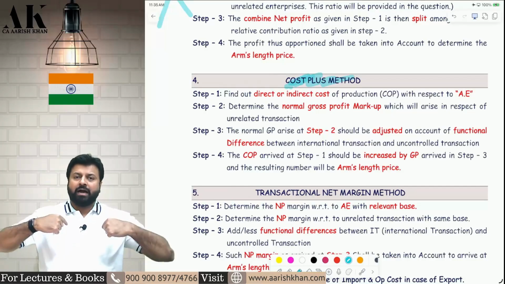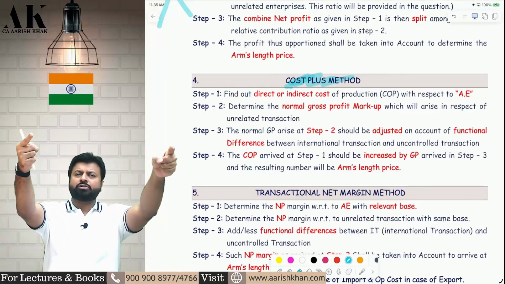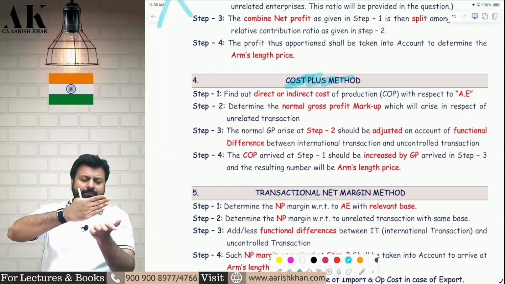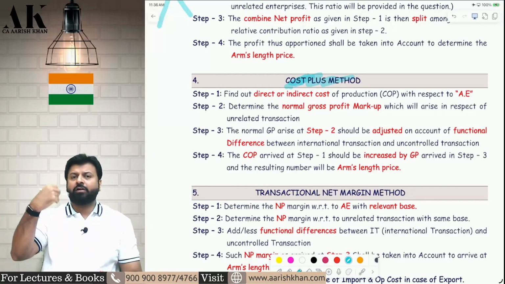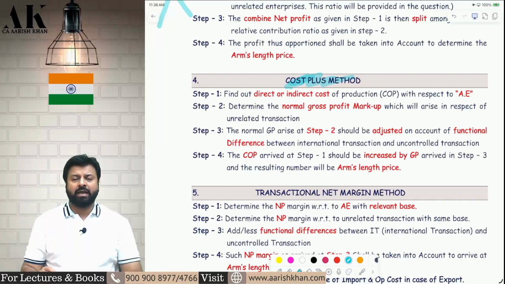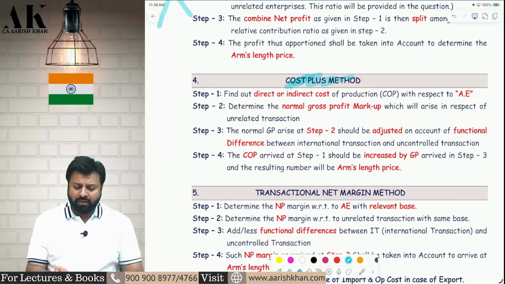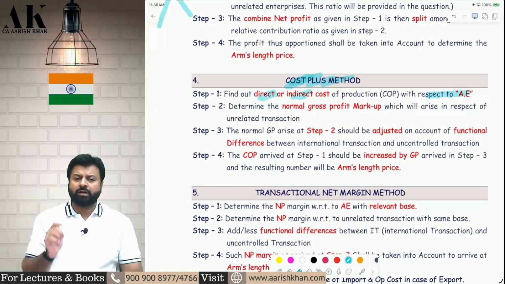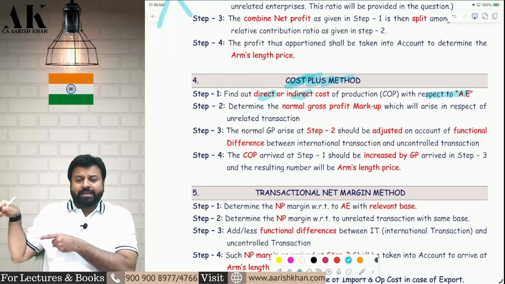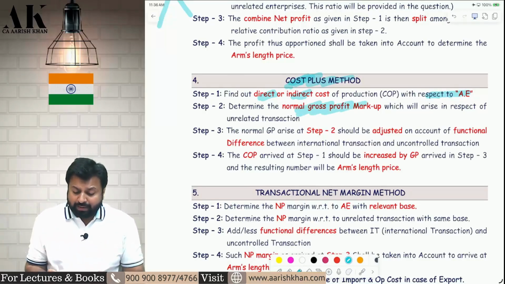Cost plus method. I am in India. I am selling some goods to my associate enterprise on cost plus some margin. I am also selling some goods to a third party. So I need to find out the arm's length price of the transaction which I am doing with my associate enterprise. So step number 1, find out the direct and indirect cost with respect to the associate enterprise. Whatever is the direct and indirect cost with respect to the associate enterprise, find out that first. After that, when I am selling to the third party, what is the GP markup in that case?